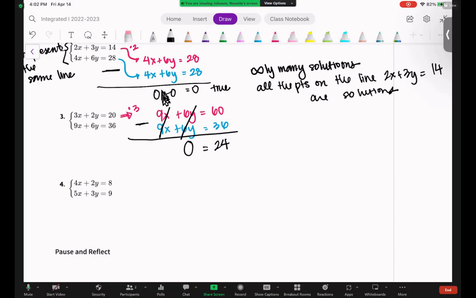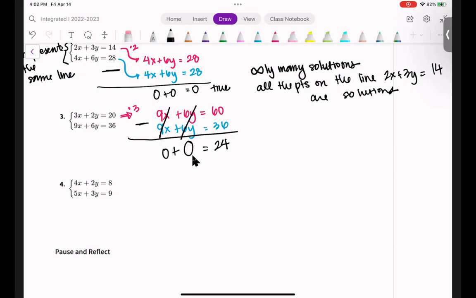And so I get this statement. Earlier up here, I got a true statement. 0 plus 0 is 0. Down here, I get 0 plus 0 equals 24. And the last time I checked, if I had nothing, no money in my pocket and no money in my wallet, I don't have $24. That's not the way it works, right? So this is a false statement.